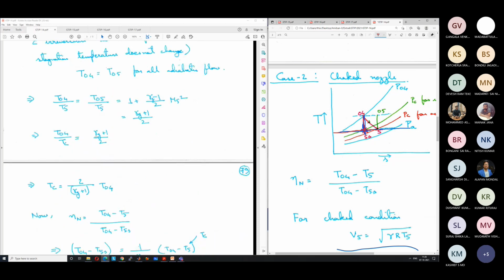So here you see that the only term is gamma. So gamma is 1.333, so 1.333 plus 1, 2.333 by 2. Okay, so whatever is the value, 1.1667. And T04 is fixed. So if T04 is fixed, Tc has to be T04 by 1.1667. So whether there is frictional losses or not, this height is fixed. Okay. So now for isentropic condition, this height is reached at this pressure itself.